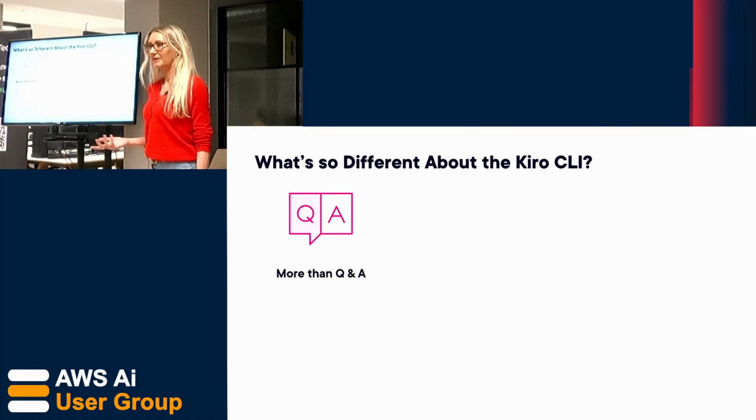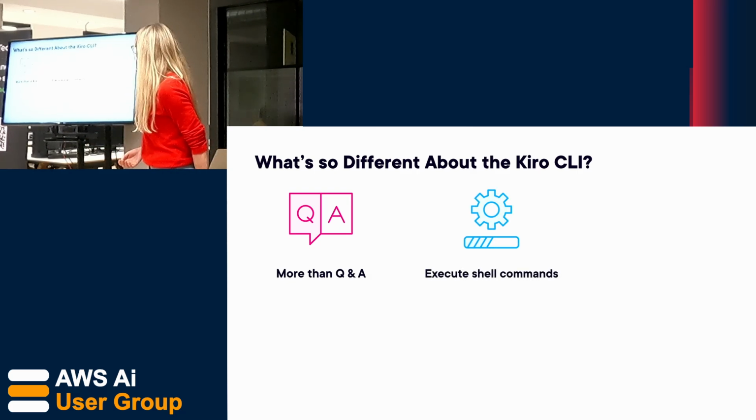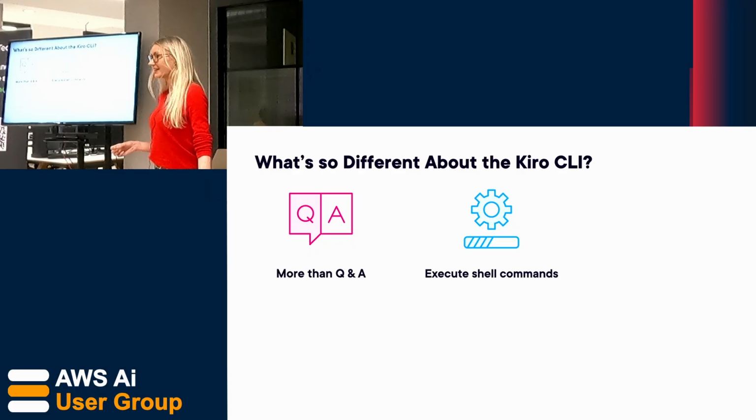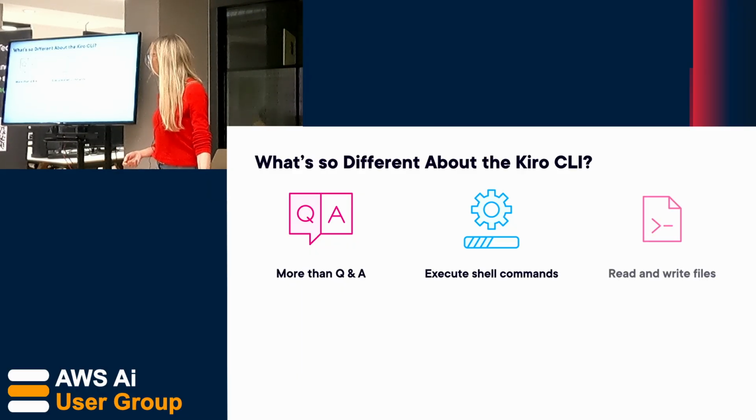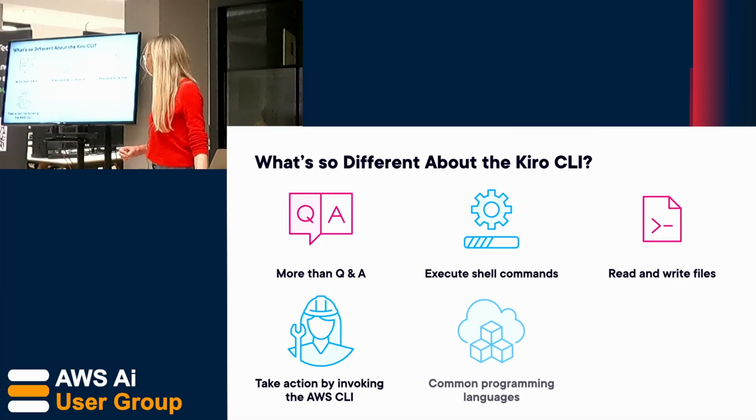So what's so different about the Kiro CLI? Well, it's more than just Q&A. It's not just chatting. You can use it to execute shell commands. Remember I said it's running in the terminal. It can read and write files on your local system. It will only write files if you allow it to. It can take action by invoking the AWS CLI, so it can actually do stuff for you.